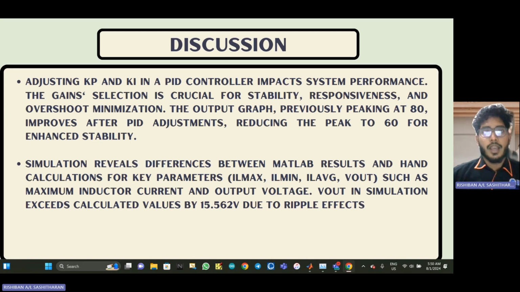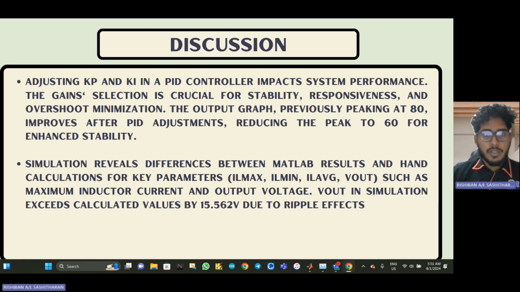Adjusting KP and KI gains in a PID controller impacts system performance. The gain selection is crucial for stability, responsiveness, and overshoot minimization. This basically means making the output much more stable. Like I mentioned earlier, previously the waveform peaked at 80, and then it improved after the PID adjustment, reducing the peak to 60.